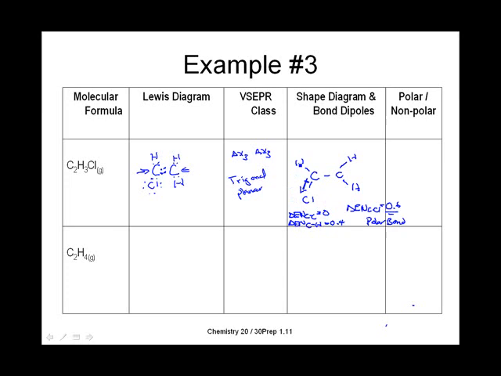Since it's really the only polar bond, there's nothing to cancel it out. The only bond that could cancel it out would be this one, and its polarity is smaller. So because it's smaller, this molecule is going to be polar. It's not going to be very polar, but it'll be polar. When we compare it to the molecule underneath it, it has the same Lewis structure minus the chlorine. So it's also going to be AX3. So our centers are going to be trigonal planar.